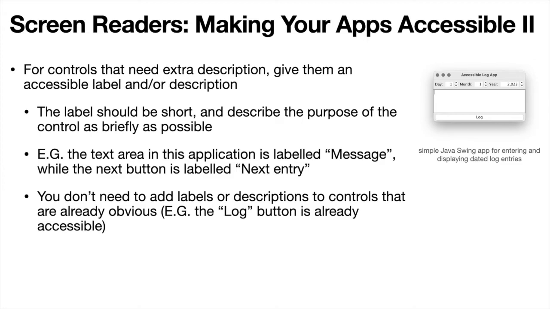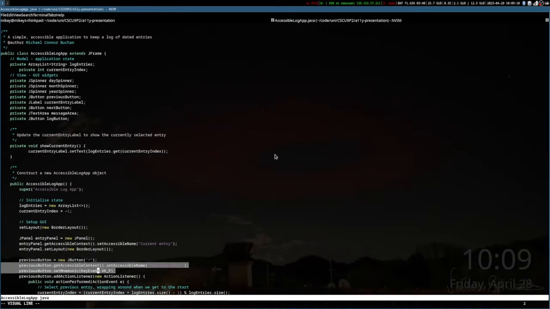And to do that in Java, we first obtain an accessible context object from the widget we want to label, using the getAccessibleContext method, and then on that context we call the setAccessibleName method, passing in what we want the label to be. I am also setting the mnemonic here, and that is a keyboard shortcut, so you can press Alt-P for the previous button and Alt-N for the next button, which will improve accessibility for keyboard users.